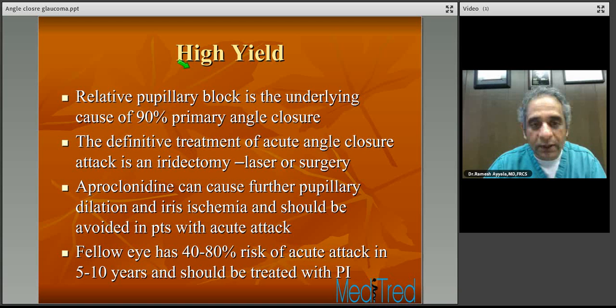The definitive treatment of an acute angle closure attack is an iridectomy, laser or surgery. Apraclonidine can cause further pupillary dilation and iris ischemia and should be avoided in patients with an acute attack. The fellow eye has a 40 to 80% risk of an acute attack in 5 to 10 years and should be treated with prophylactic peripheral iridectomy.